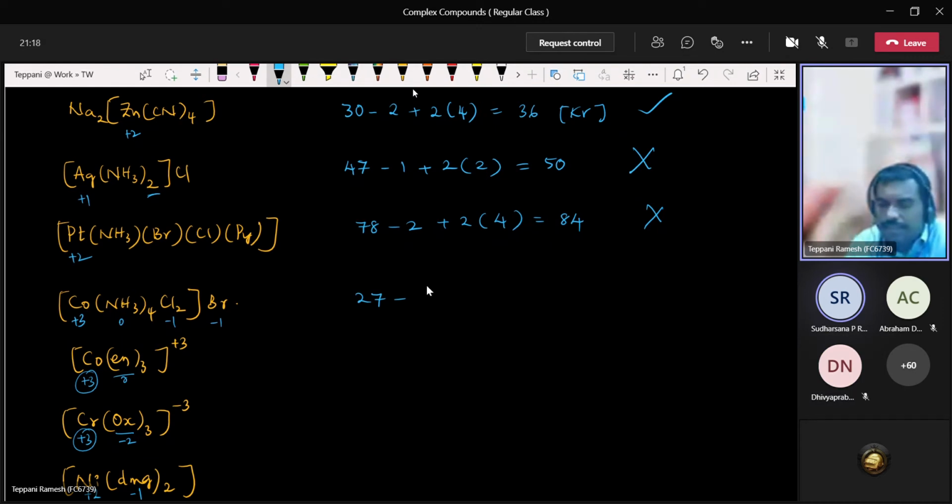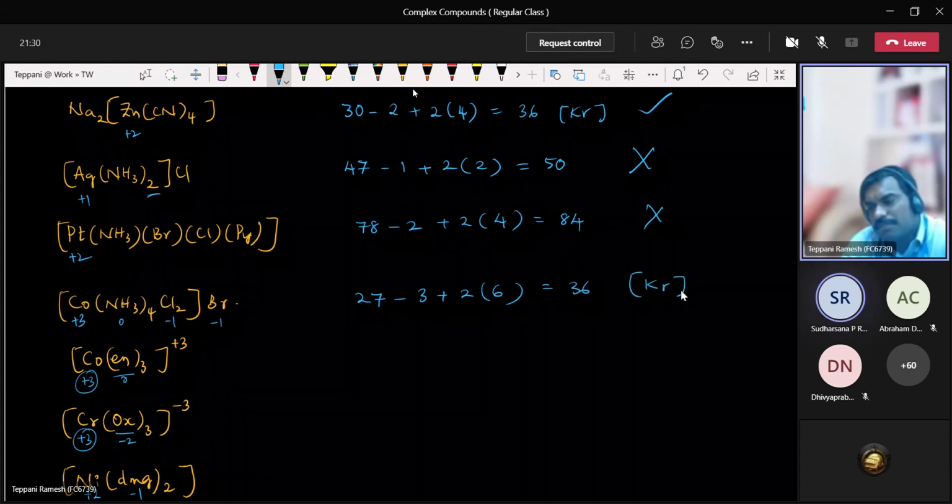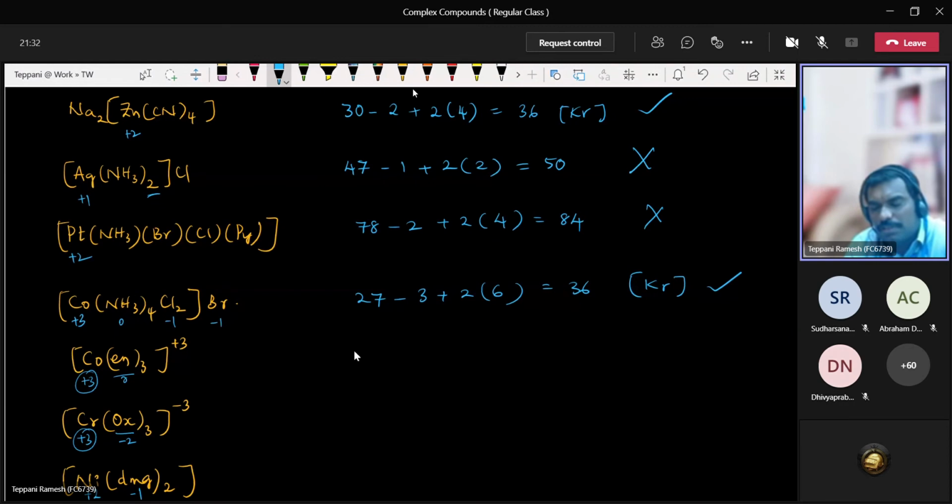27 only. Minus 3, plus 2 into 6. 6, 4, 2. 6 ligands there. 6 coordination number. 36. 36 means krypton. Yeah.